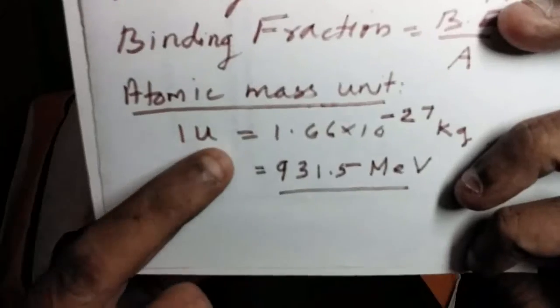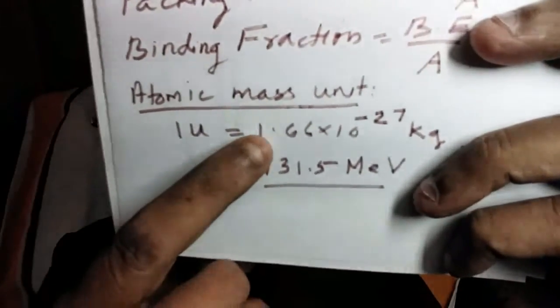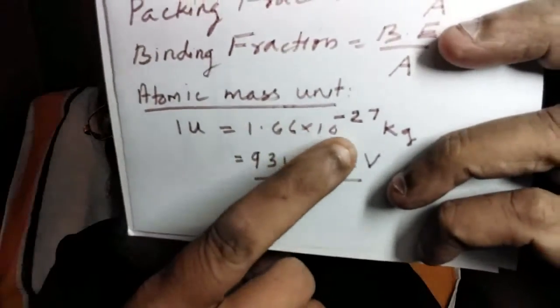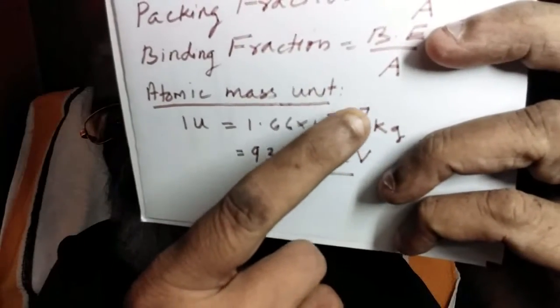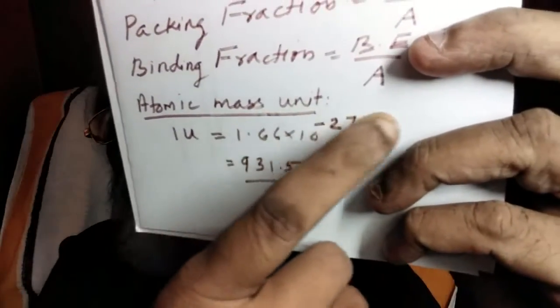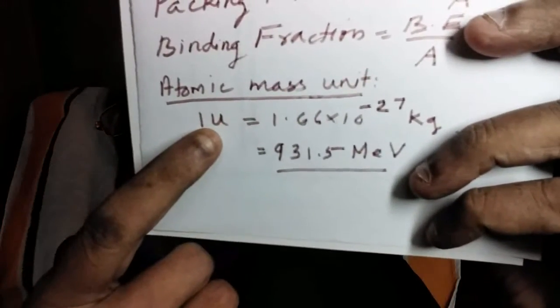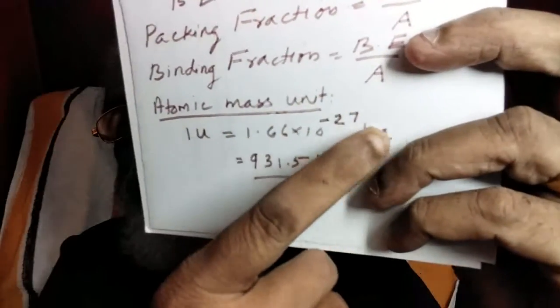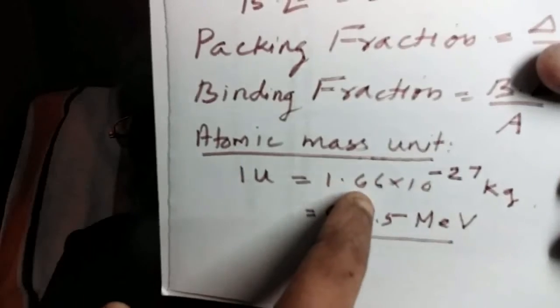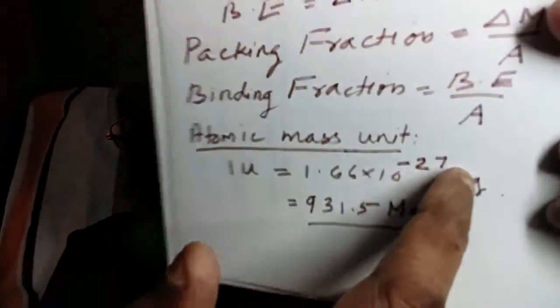One atomic mass unit, or 1 U, is 1.66 into 10 to the power of minus 27 kilogram. This is extremely small. So to convert atomic mass unit into kilogram, you just multiply by this factor. So mass of helium is 4 U, which means 4 atomic mass units. If you want to express it in kilogram, you should multiply 4 by this factor: 4 into 1.66 into 10 to the power of minus 27.